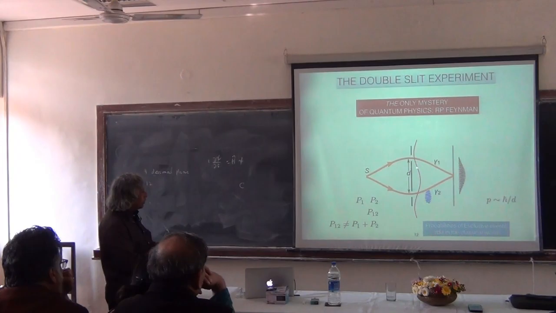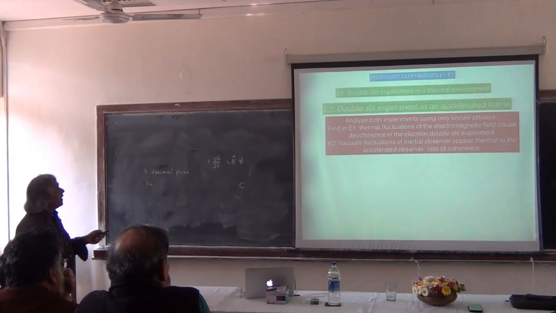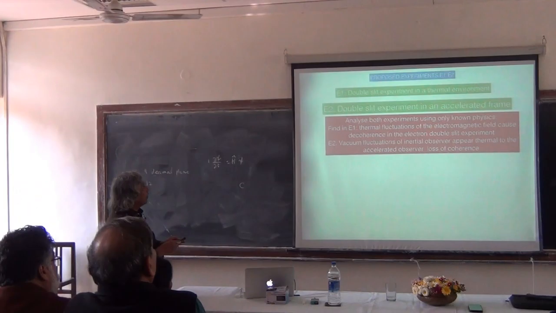So suppose, for instance, the temperature was very low, then the mean wavelength of the photons would cover both the slits. Yeah? I've probably gotten ahead of myself. Yeah, so I'll come back to that slide.